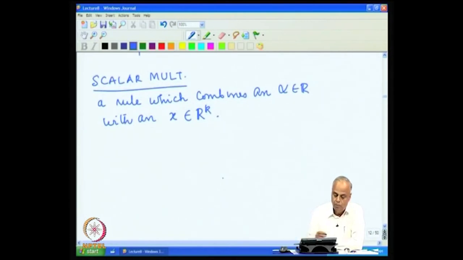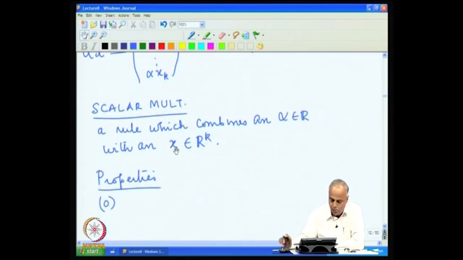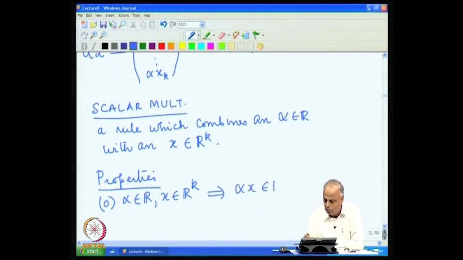What is the important property or properties of scalar multiplication? Once again, we will call it the zeroth property. When we combined alpha, a real number, and an element x in Rk, we got an element in Rk. Therefore, the rule combines alpha belongs to R, x belongs to Rk implies alpha x belongs to Rk. The result is again in Rk.